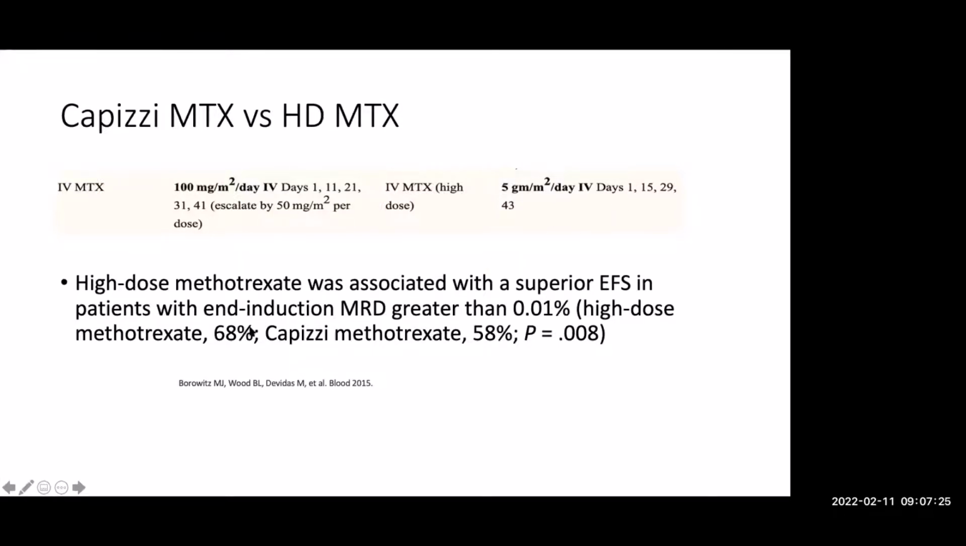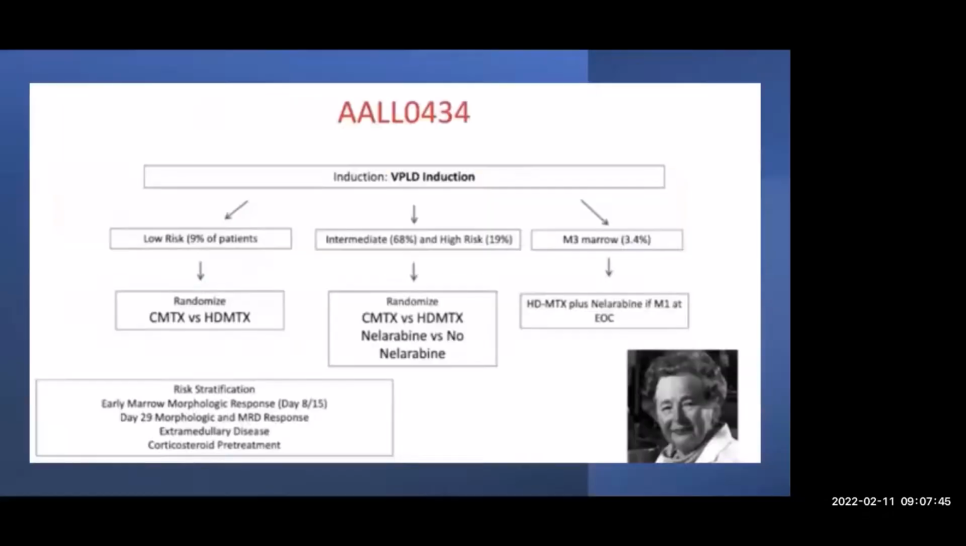Use of high dose methotrexate was associated with better event-free survival in patients who had MRD negativity at induction, compared with Capizzi methotrexate. The event-free survival was 68% with high-dose methotrexate compared with Capizzi methotrexate, which had an event-free survival of 58%.